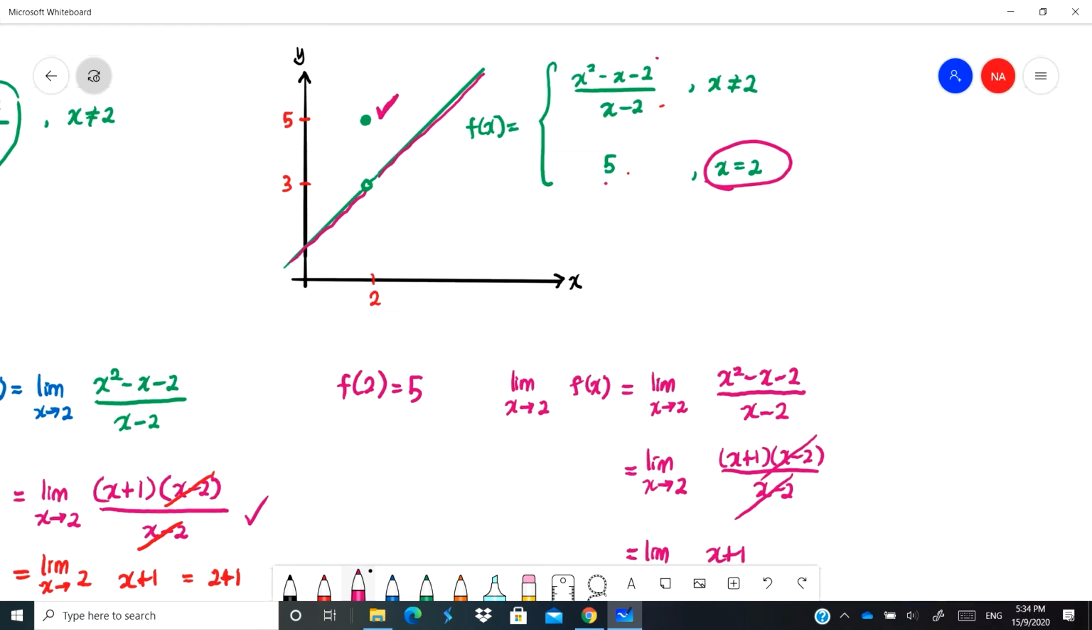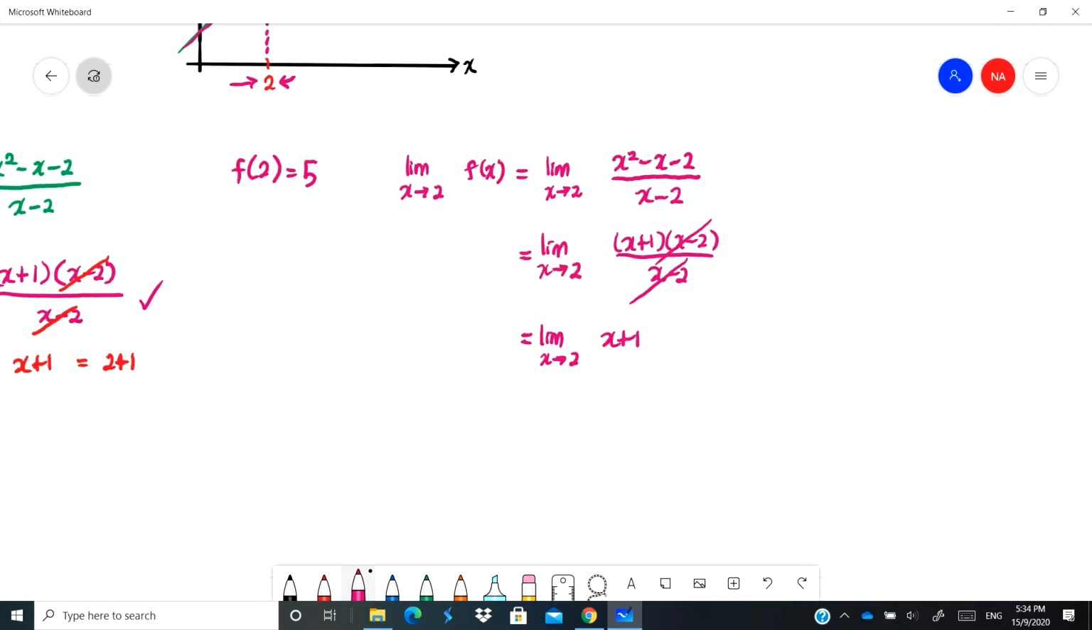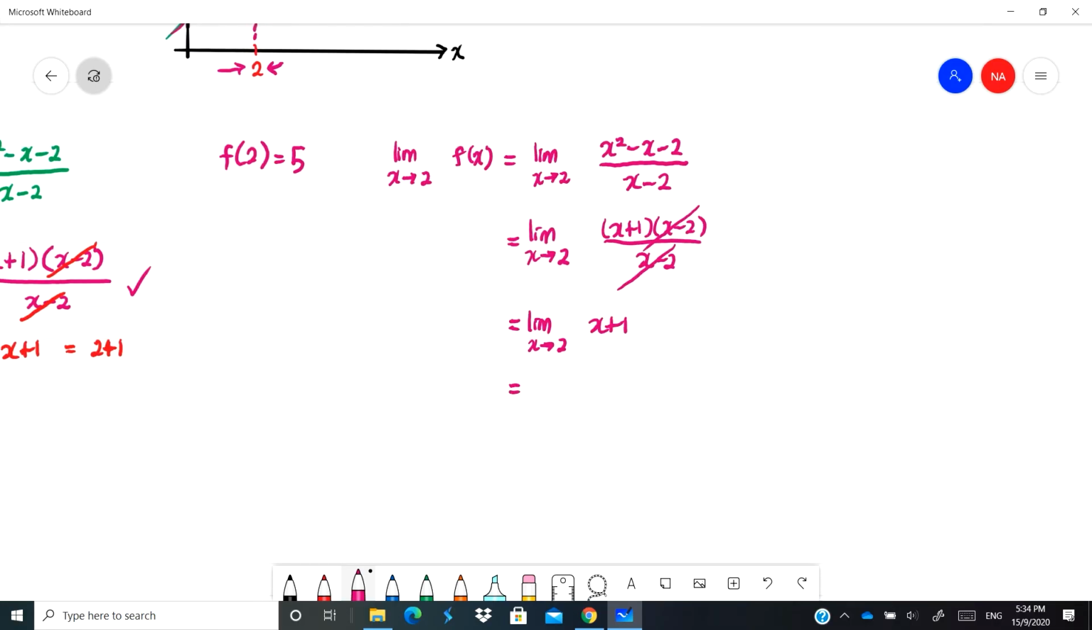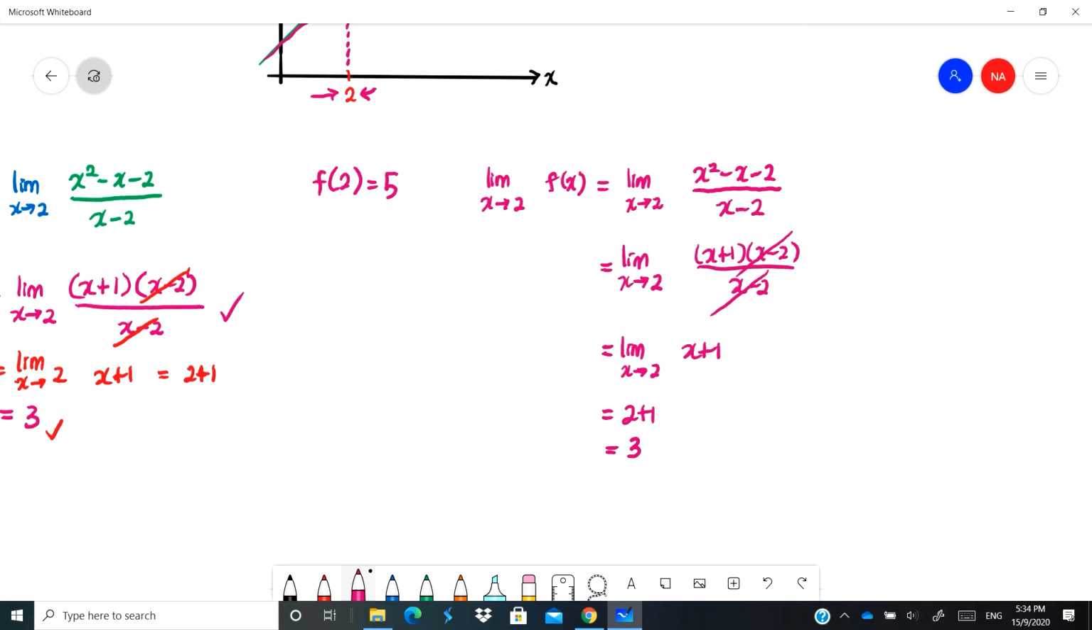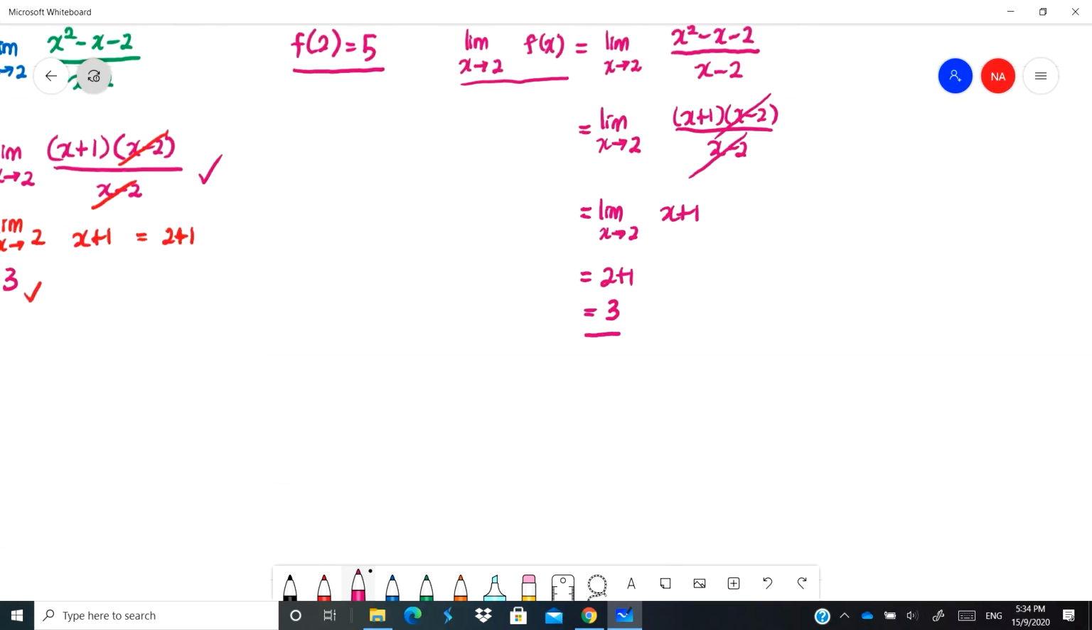Graphically, look at the graph as x approaches 2. Which value will it approach? Of course, on this graph, it will approach this value, which is 3. So the answer is 3, not 5. You'll have 2 plus 1, which is 3. So even though the function is defined at 2 as 5, the limit as x approaches 2 of the function will be 3. The limit and the value of the function at a certain point are not necessarily the same.